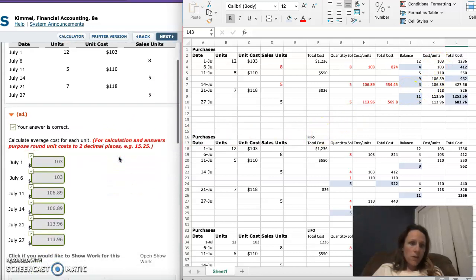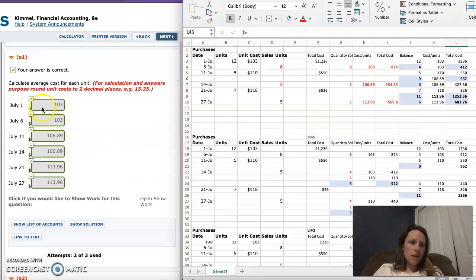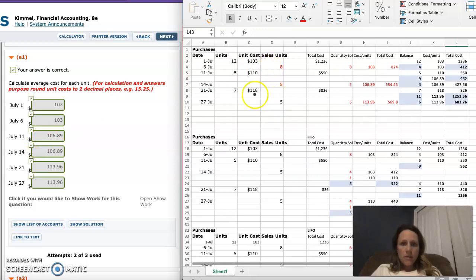So our first question, A1, asks to calculate the average cost for each unit throughout the month. So July 1st, we bought 12 units for 103. So we already know what the unit cost is on July 1st. The unit cost is 103. We don't buy any more units until July 11th at a different unit cost. And so on July 6th, 103 is the average unit cost.